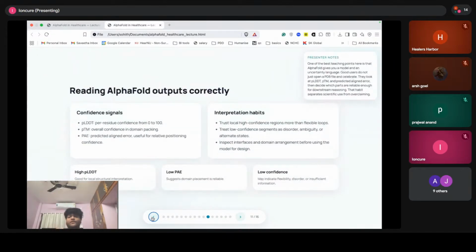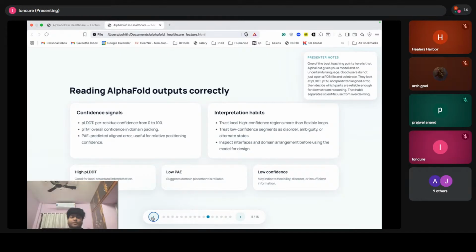So one of the best teaching points here is that AlphaFold gives you a model and an uncertainty language, which I talked about before, the confidence. Good users do not just open a PDB file and celebrate, right? They look at the confidence scores, which come through pLDDT, PAE, and also pTM. pLDDT is per-residue confidence from 0 to 100, pTM is overall confidence in domain packing, and PAE is predicted aligned error, which is pretty useful for relative positioning confidence.